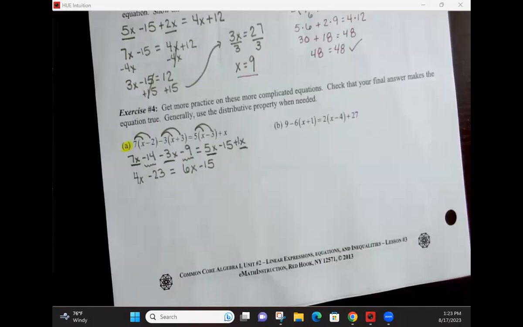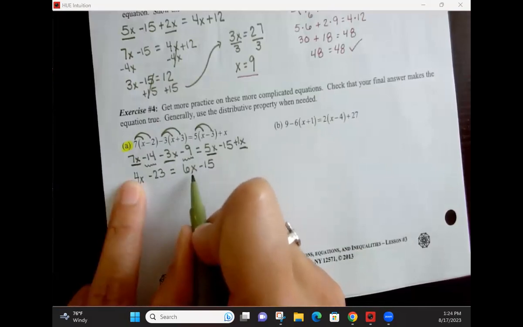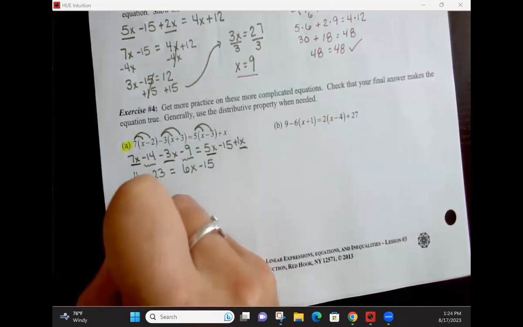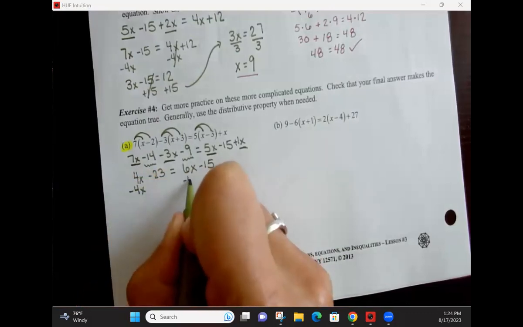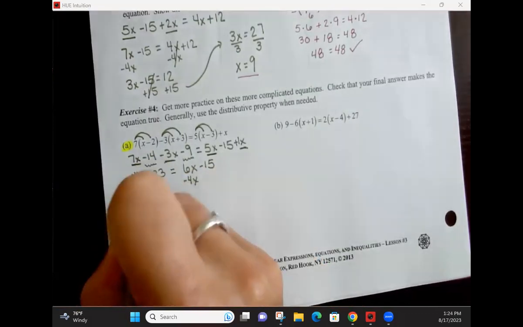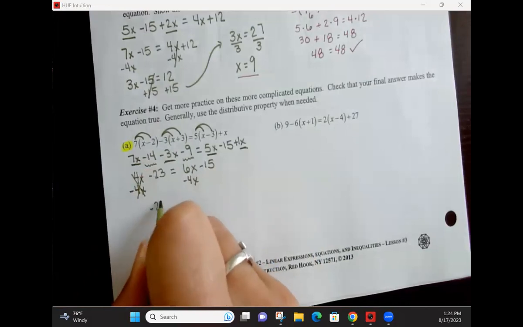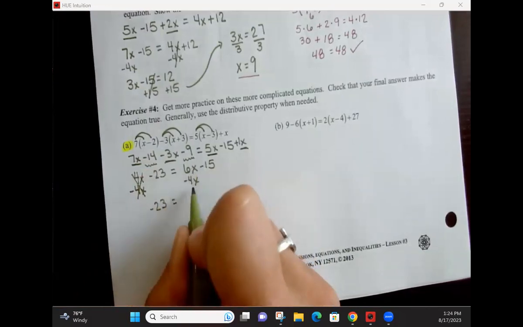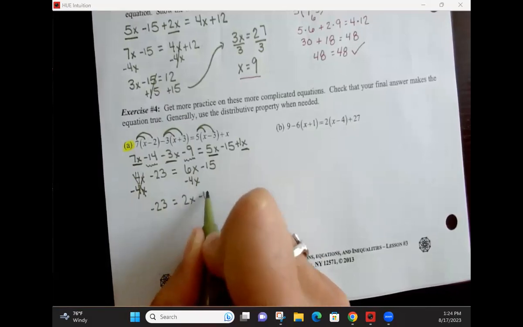I want to move my x terms together. Again, if you are an always-on-the-left person, x lives on the left for you, that is a-okay. I am an x-should-be-positive person. So what I'm going to look for is which side has the greater x. For this problem, that's over here on the right. So I'm going to move my x's to the right. Again, I like x to have a positive coefficient. So negative 23 equals 2x minus 15.